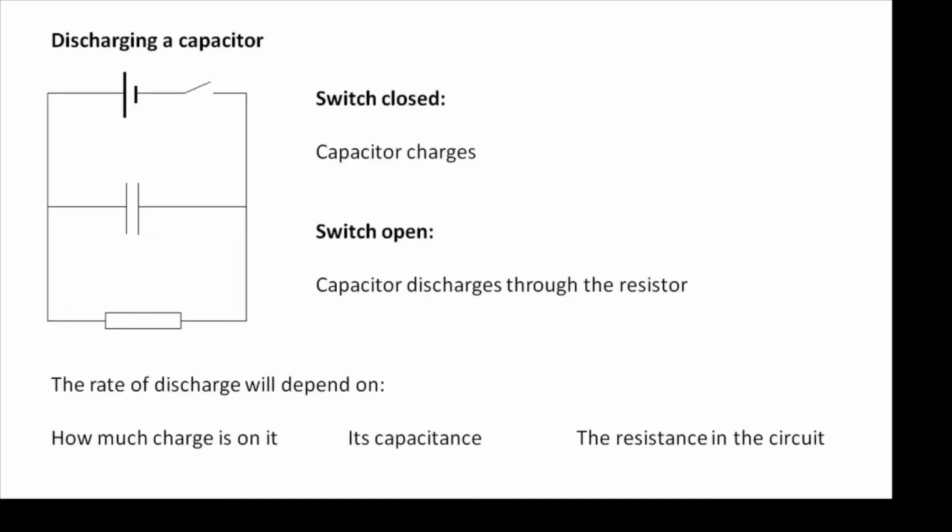Discharging a capacitor. This circuit here is a useful circuit to investigate the discharge of a capacitor. If the switch is initially closed, then the capacitor is charged, and there would be a current flowing through the resistor, but that's irrelevant. It's what happens when we open the switch. When we open the switch, the capacitor will discharge through the resistor. How long it takes to discharge will depend on a few things. It will depend on how much charge is on it, the capacitance of the capacitor, and how much resistance there is in the circuit.